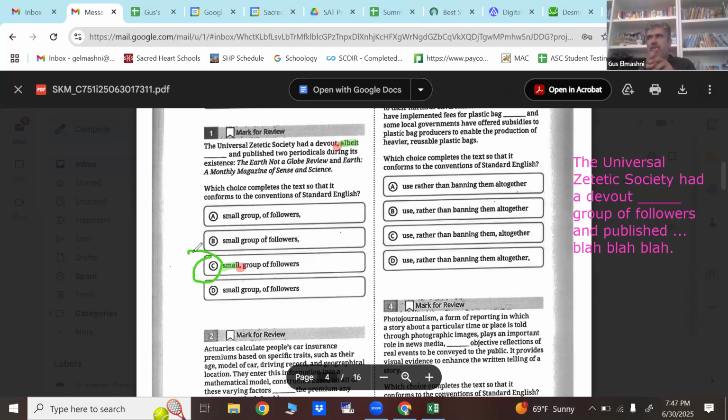Albeit is kind of like saying "had a devout but small something." You could have just said the Universal Zetetic Society had a devout group of followers and published two periodicals during its existence, whatever, right? You didn't need to say that it was small. It was not necessary or essential. This is what we call non-essential clauses.